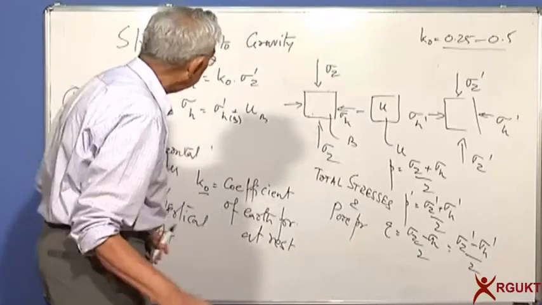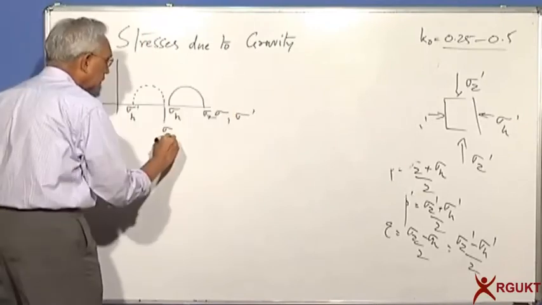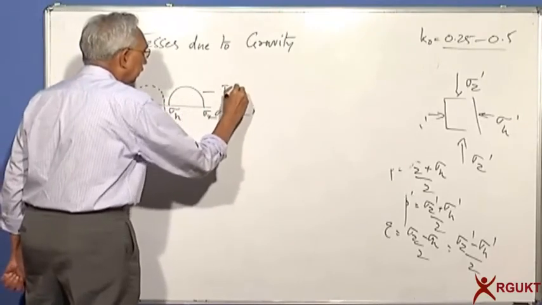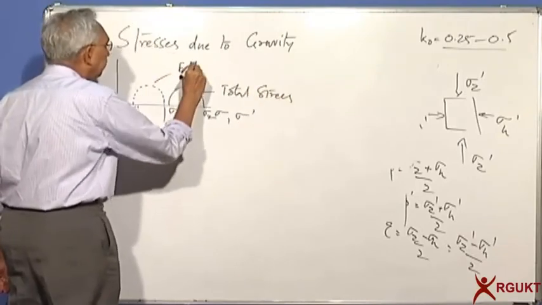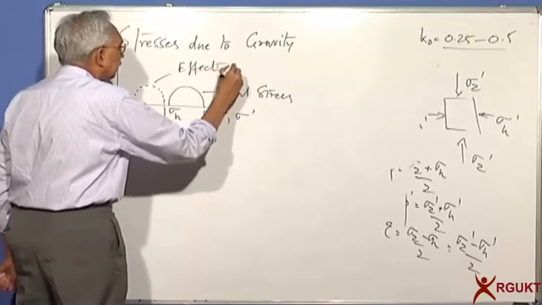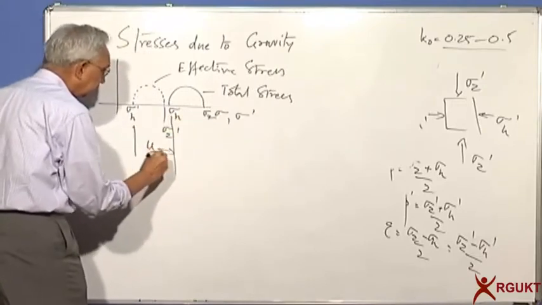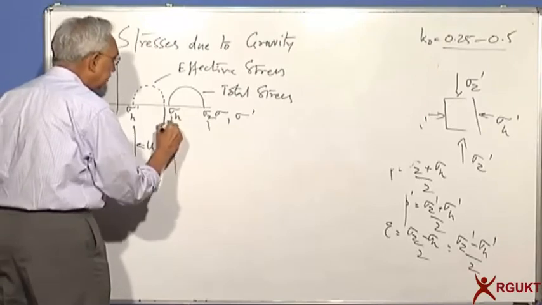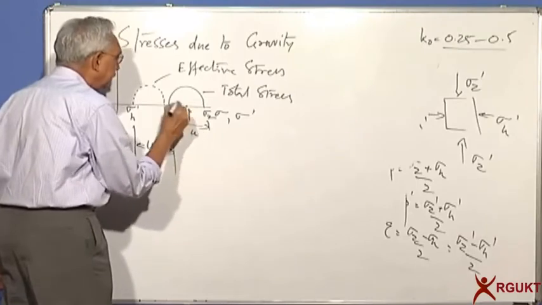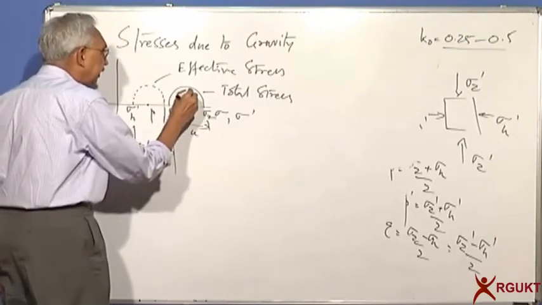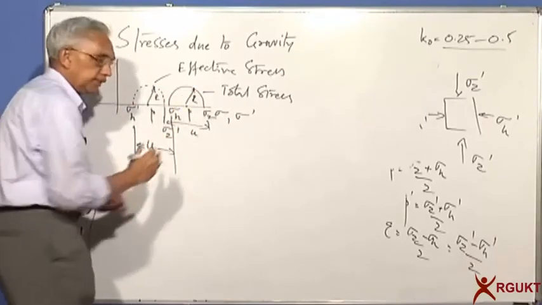So the radius of the circles will be exactly the same. If you are now plotting the Mohr circles, this will be the total stress circle, whereas this will be the effective stress circle. And what will be the distance between these two? It is equal to the pore pressure. So this will give me P, this will give me P prime, and the radius R will be exactly the same because the Mohr circle got shifted.